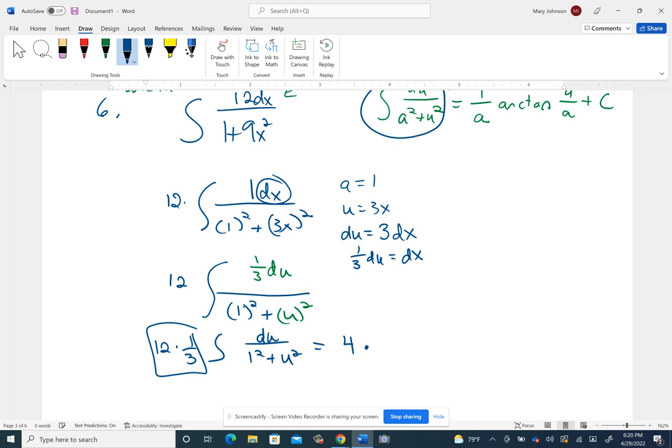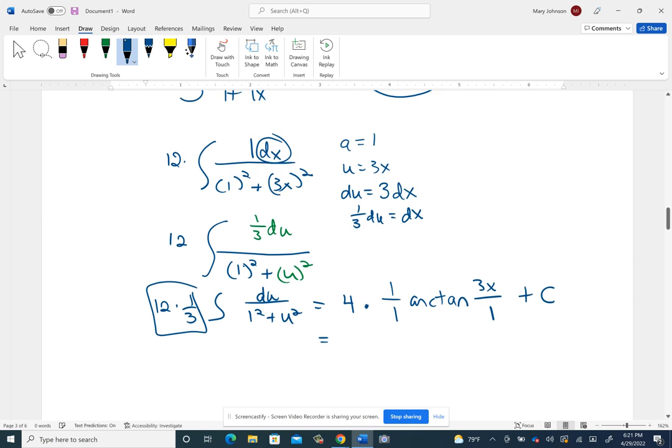Then you're going to multiply by the 1 over a, which happens to be 1 over 1. Then you're going to do your arctan. And then the u value was 3x. You have to divide by a, which happens to be 1. And then you add c. Okay. So you're going to wind up getting 4 arctan of 3x plus c on that one. 4 arctan of 3x plus c. Okay. All right.